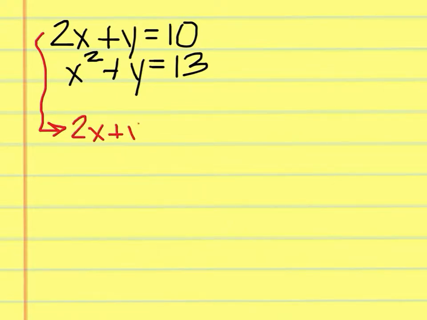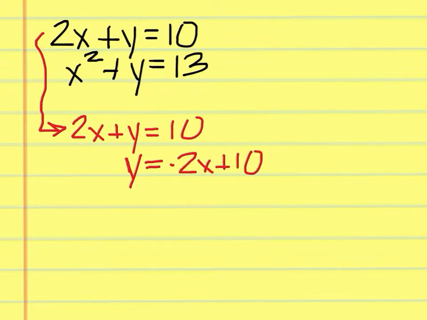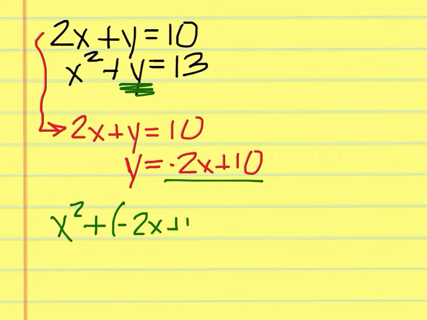2x plus y equals 10. The easiest one to get by itself is y, because you only have to move 2x to the right and change the sign. This expression is equal to y, so you should be able to put it here in the other equation. Instead of x squared plus y, you're going to have x squared plus the quantity of negative 2x plus 10, and set that equal to 13.